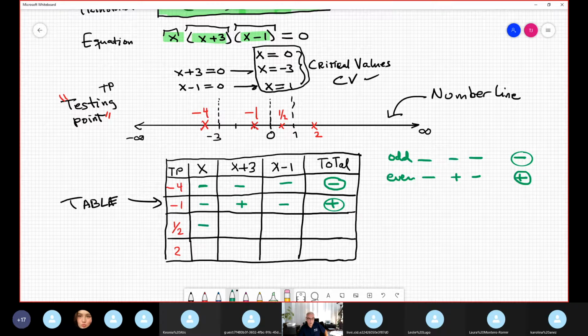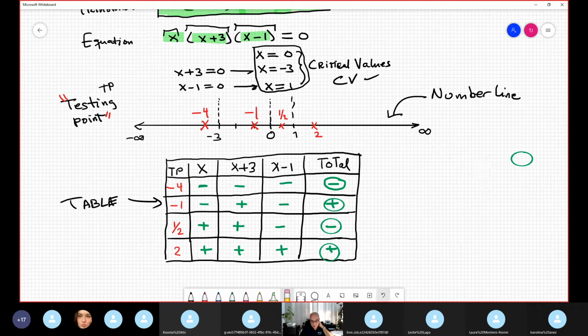Okay, 1/2 is positive. 1/2 here is negative. And we have 1 negative and negative. And 2 is positive. And 2 plus 3 is positive. And 2 minus 1 is positive. Therefore, the answer is positive. I finish my famous test. I finish.